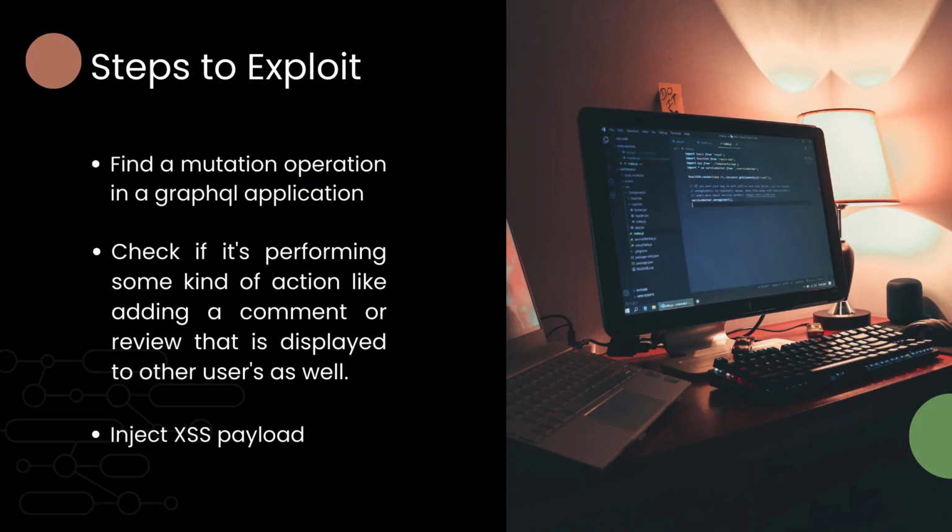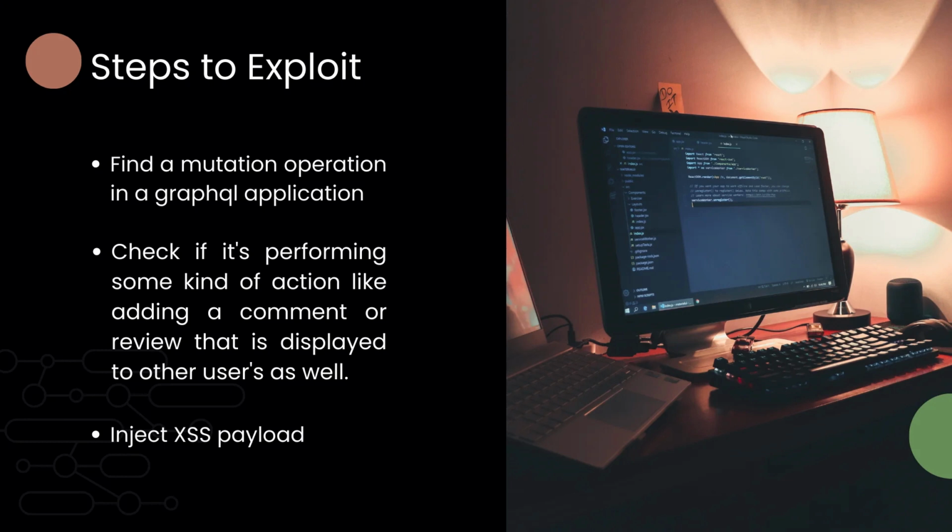First, you have to find a mutation operation in GraphQL. Because whenever a feature or a functionality is creating something, it's using a mutation operation most of the time, just like the POST HTTP method. So check if it's performing some kind of action, like adding a comment or review that is displayed to other users, and then inject an XSS payload instead of a normal string.